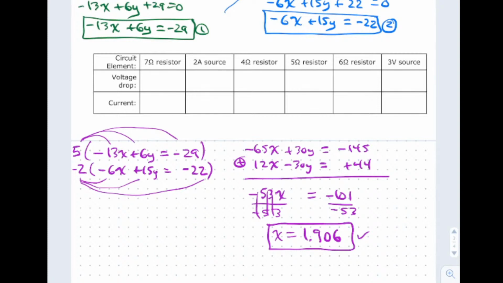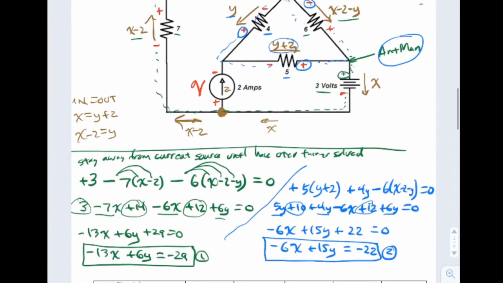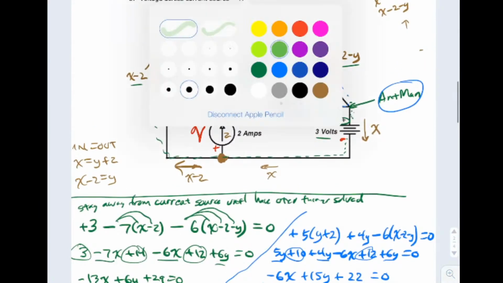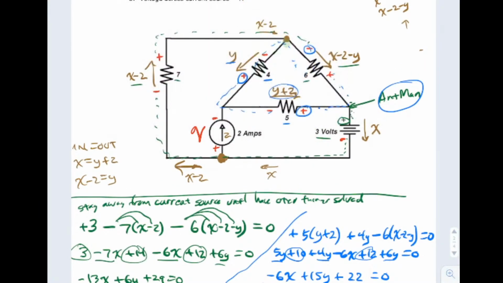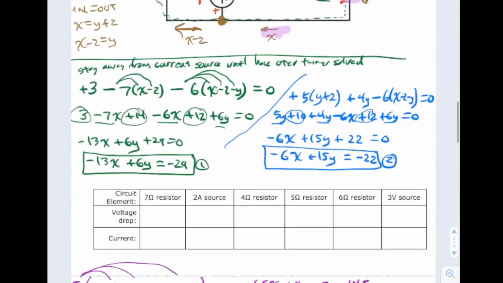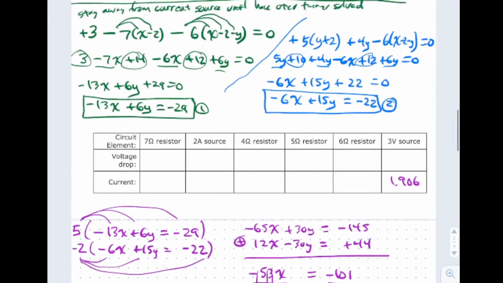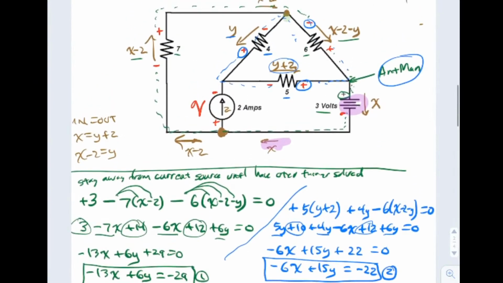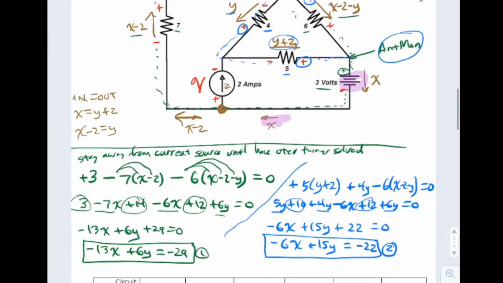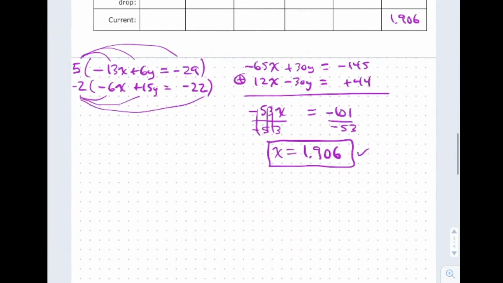And I could start filling in some answers now. Where is the current equal to 1.906? The current is equal to 1.906 here, through the 3 volt. So through the 3 volt, I got 1.906 amps. That's a bit of a shame. That's the only current I've got right now. Looks like I'll have to solve for y. Just going to have to do it.